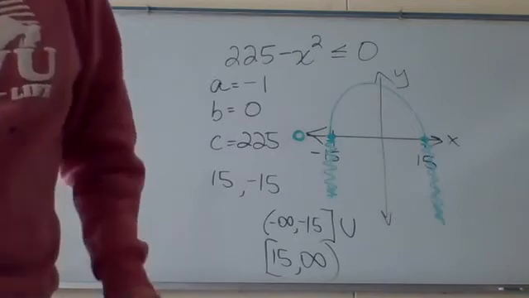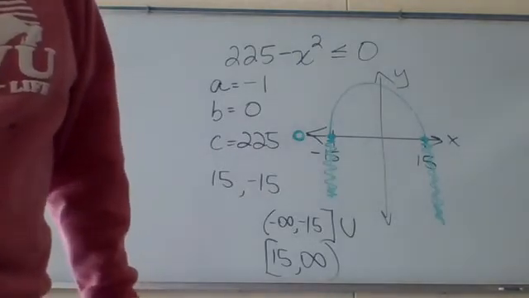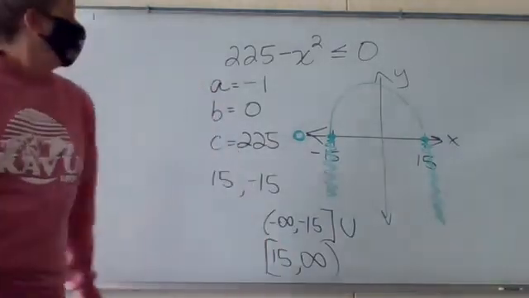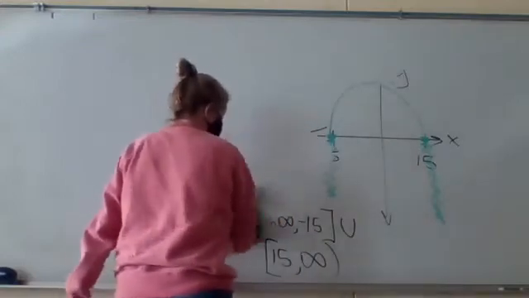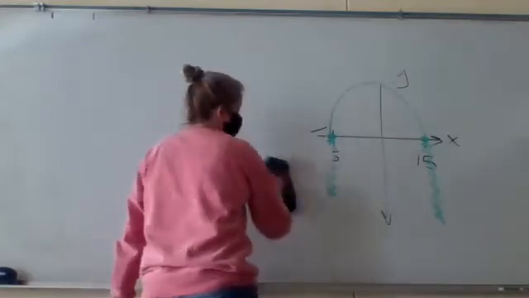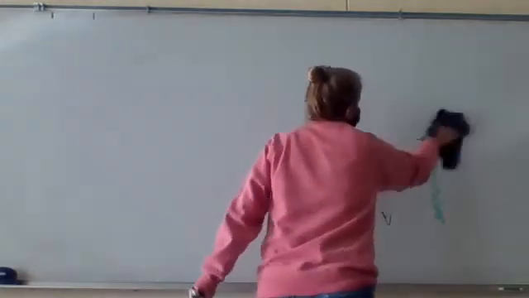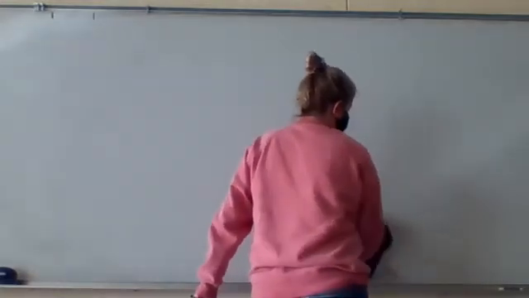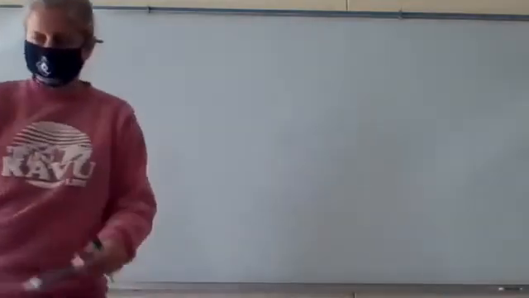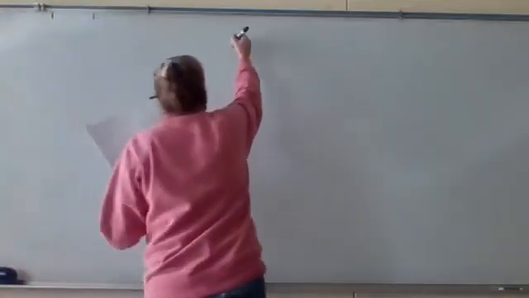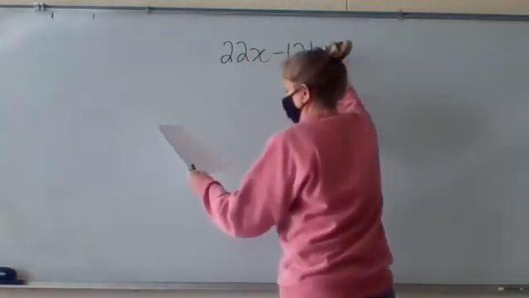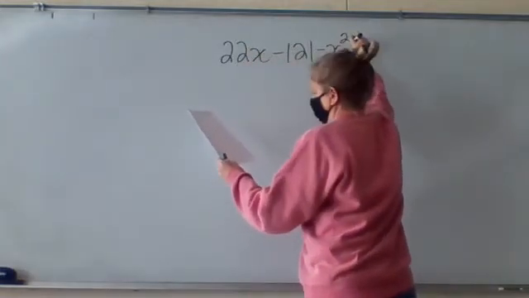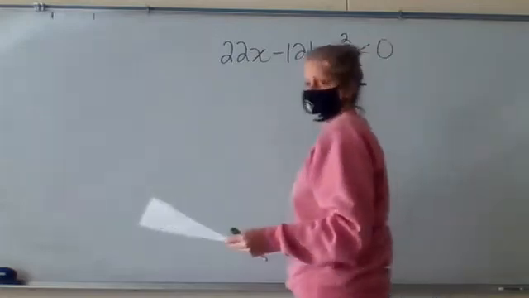All right, two more. Number 6, 22x minus 121 minus x squared less than 0.